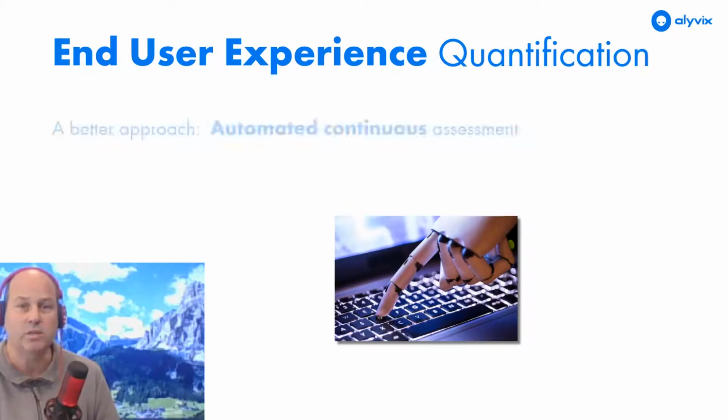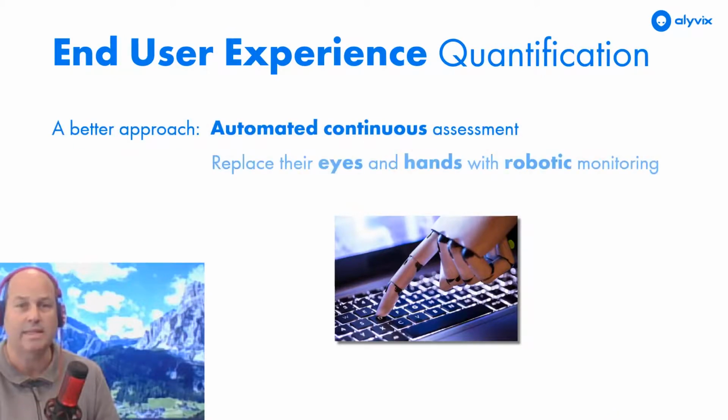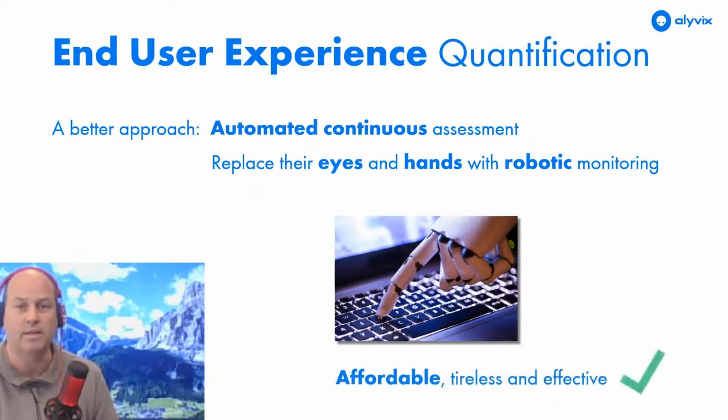This approach is to use automated assessment, replacing the eyes and hands of the human tester with software that can continuously and tirelessly perform, measure, and report each individual step in all these workflows. Let's get more specific and look at a real-world example where this automated approach is currently used to assess the application performance of the widely used Outlook email client.